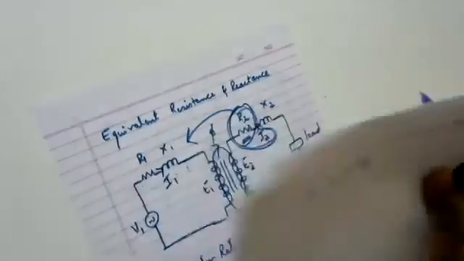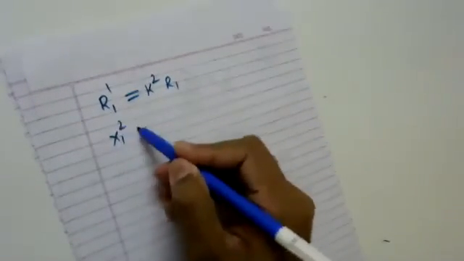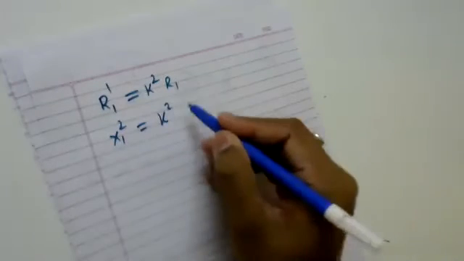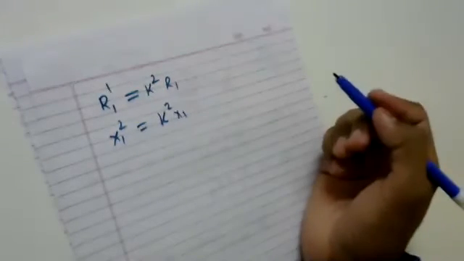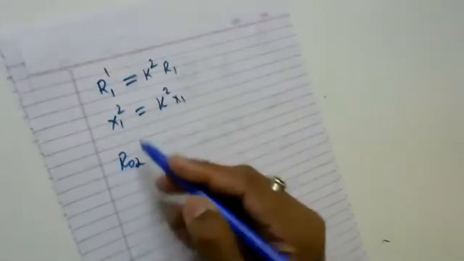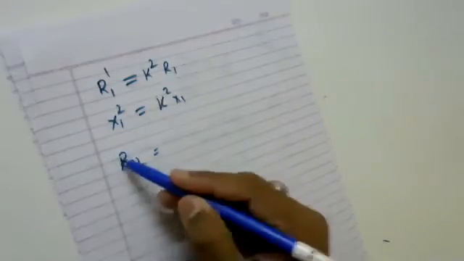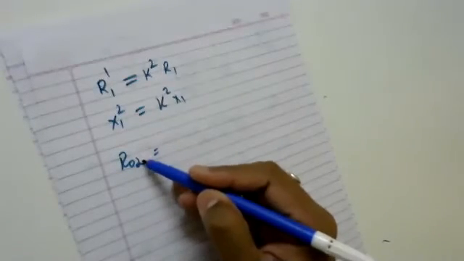How we are able to derive the equation for your X2 dash and your R2 dash, in the same manner we are able to derive the equation for your R1 dash equals K square times R1. On the same hand, I can write my X1 dash as K square times X1. Now I need to compute what is my R02. What is R02? It is the effective resistance as seen on secondary.